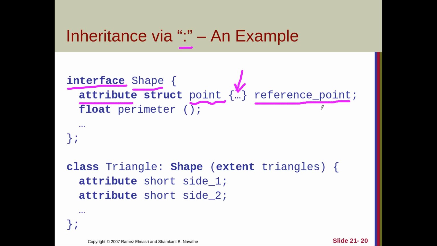So reference point is the name of the attribute, and the reference point attribute is further a structure type, and the structure name is given as point, which has some number of data elements that it is permitted to accept. And the interface shape also consists of another operation called perimeter. That means to find out the perimeter of the given shape, which is actually the purpose of this shape interface. And the return type of that perimeter operation is float.